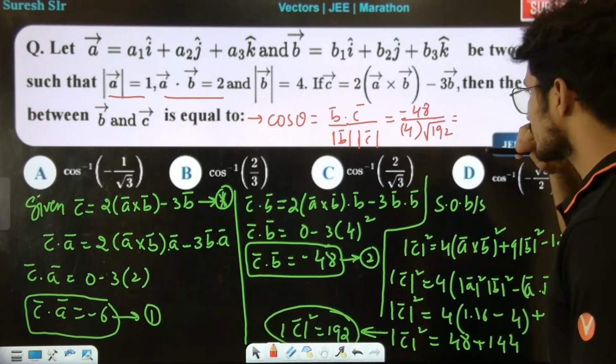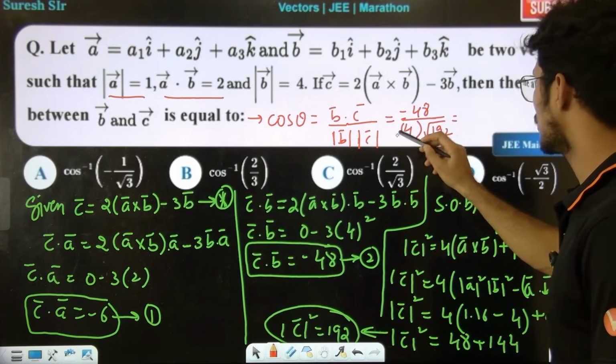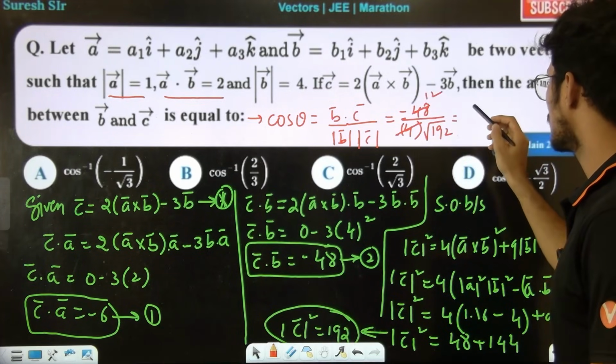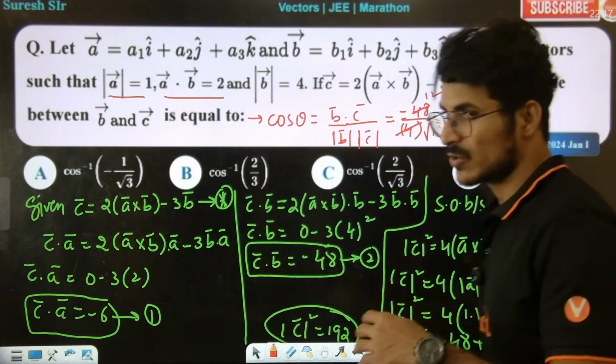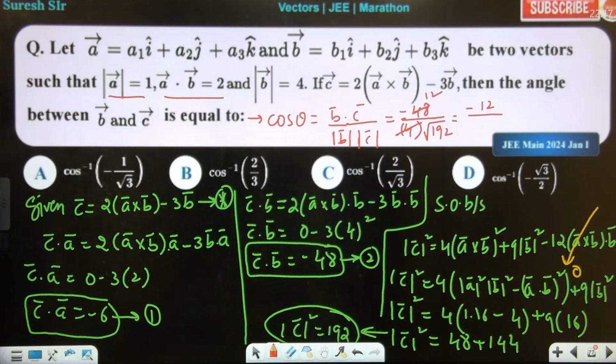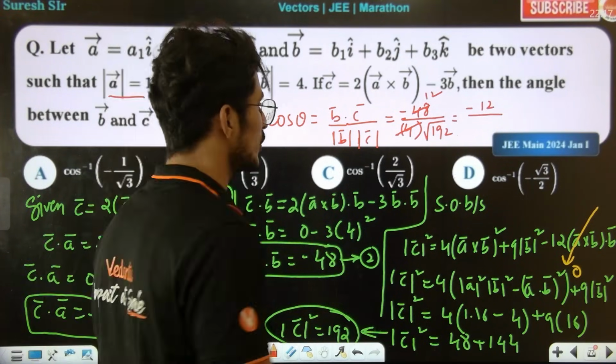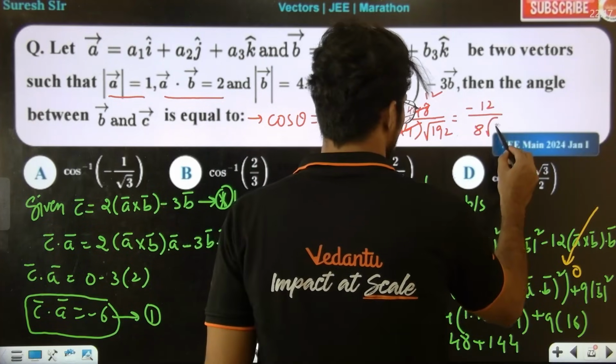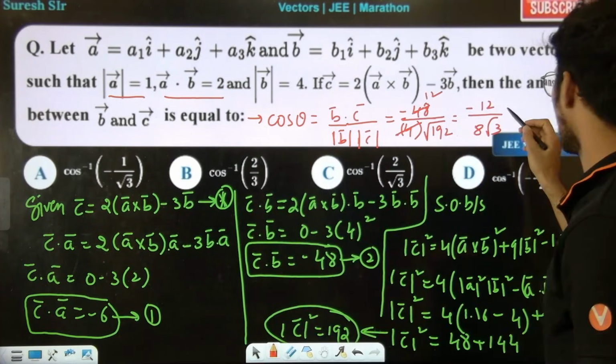So minus, how do you solve this? 4 ones are 4, 4 twelves are 48. So minus 12 divided by square root of 192, how do you break? Square root of 192, how do you break? 8 root 3 into 4. Do you agree? 8 root 3 into 4. So 4 ones are 4. So 8 root 3. Can I write 8 root 3? Tell me, how do I write this?